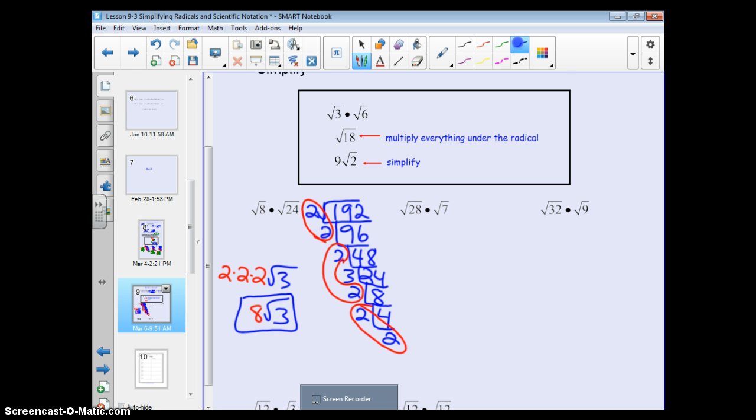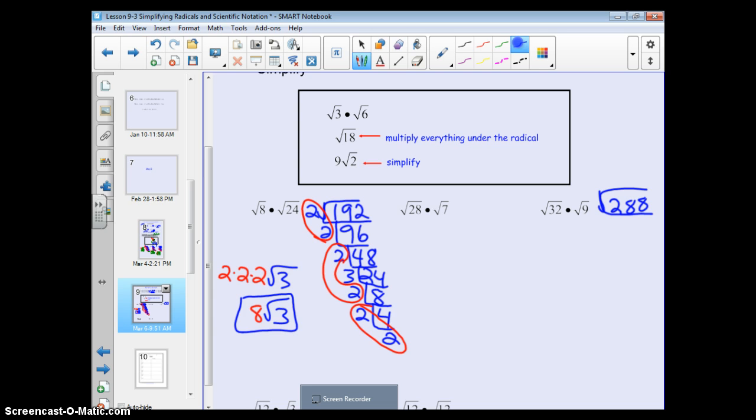Okay, let's try square root of 32 times square root of 9. Okay, so since these are both square roots, we can go ahead and multiply them to start off with. 32 times 9 is square root of 288. So we'll divide by our prime factors again.